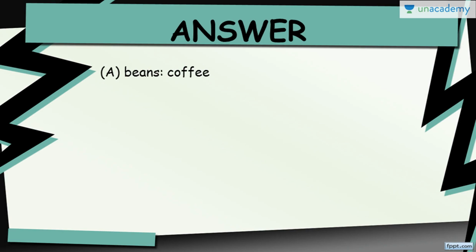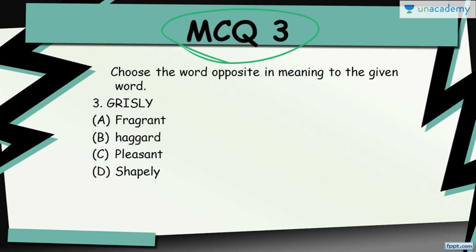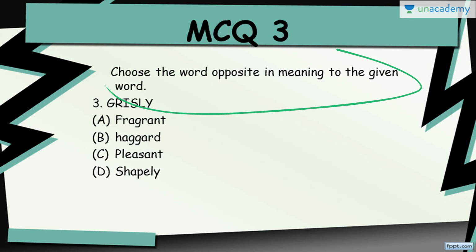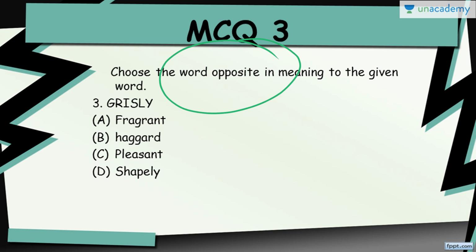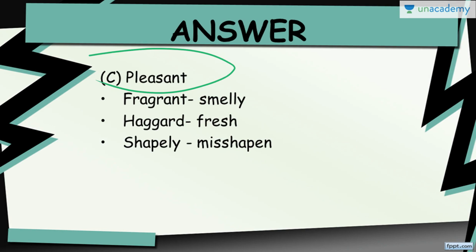Moving on to the next, we have the third MCQ. Choose the word opposite in meaning to the given word, and the word is gristly. Option A, fragrant. Option B, haggard. Option C, pleasant. Option D, shapely. You have to find the opposite to it. You can take your time, and the correct answer to this question is C, pleasant.